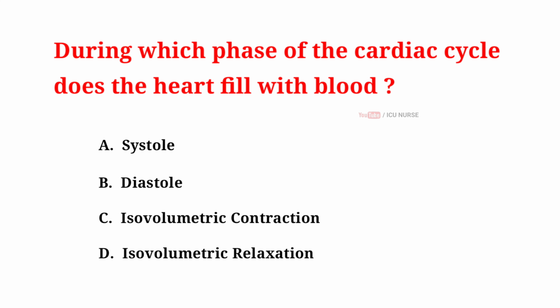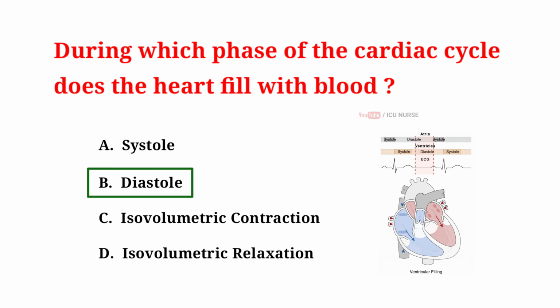During which phase of the cardiac cycle does the heart fill with blood? A. Systole. B. Diastole. C. Isovolumetric contraction. D. Isovolumetric relaxation. And the correct answer is B. Diastole.